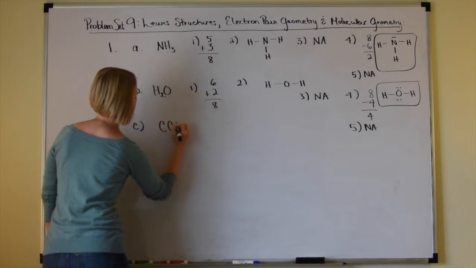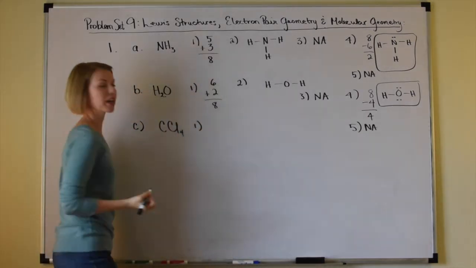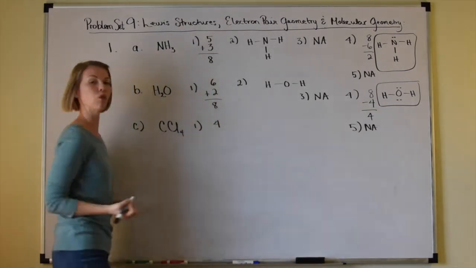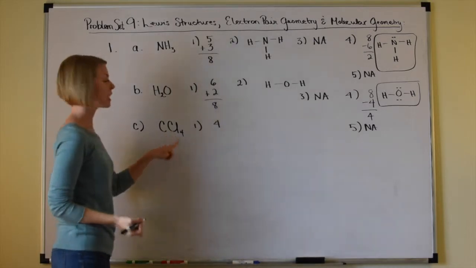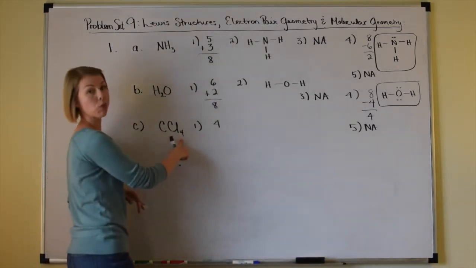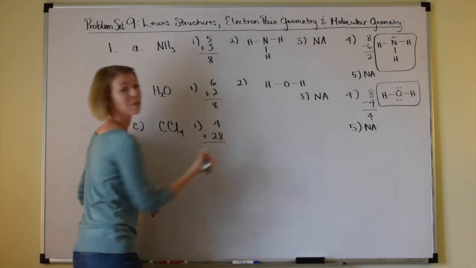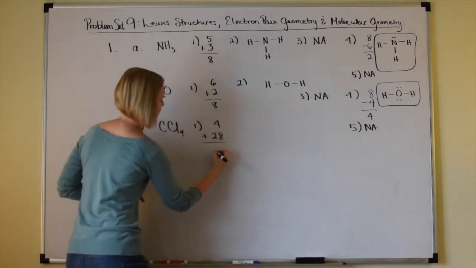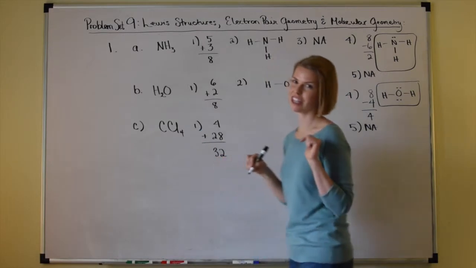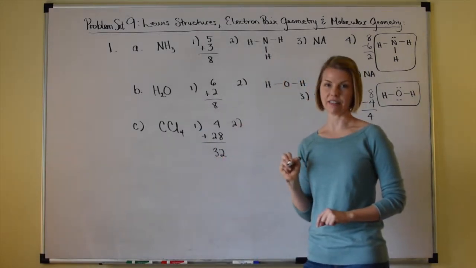C. Carbon tetrachloride. All right. Rule number 1. Add up all your valence electrons. Carbon is in group 4A, has 4 valence electrons. Chlorine is a group 7 halogen and has 7 valence electrons, but there are 4 of them. So that's 28, 4 times 7. Okay. So we get 32 valence electrons that have to be accounted for in our final Lewis structure.